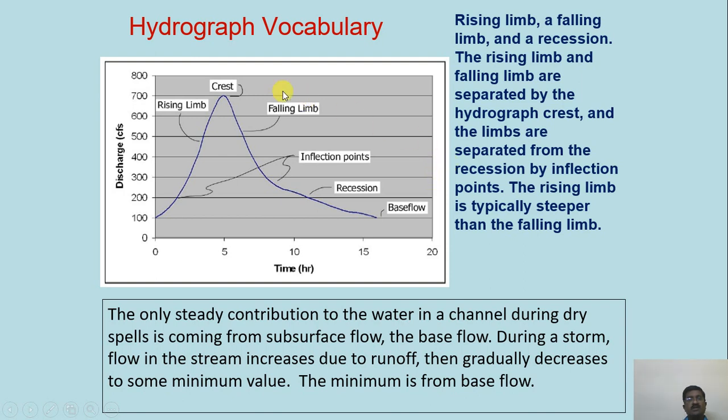Now let's have one more glance at the hydrograph vocabulary. You can see the inflation points, recession, base flow, falling limb, rising limb, crest. The rising limb and the falling limb are separated by the hydrograph crest, and the limbs are separated from the recession by inflation points. The rising limb typically is steeper than the falling limb, as I have stated earlier. The only steady contribution to the water in a channel during dry spells comes from subsurface flow, the base flow. During a storm, flow in the stream increases due to runoff, then gradually decreases to some minimum value. The minimum is from base flow.